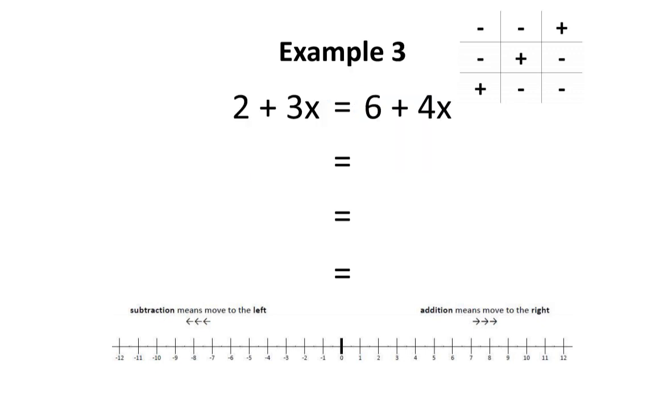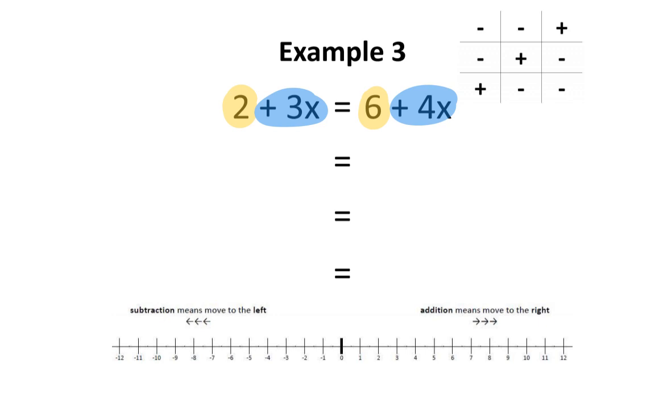In our third example, we have the equation 2 plus 3x equals 6 plus 4x. The first thing you want to do is look for like terms. You'll notice that 2 and 6 are like terms. Meanwhile, positive 3x and positive 4x are also like terms. Like terms like to be together. However, we also want to keep numbers and variables on separate sides of this equation.